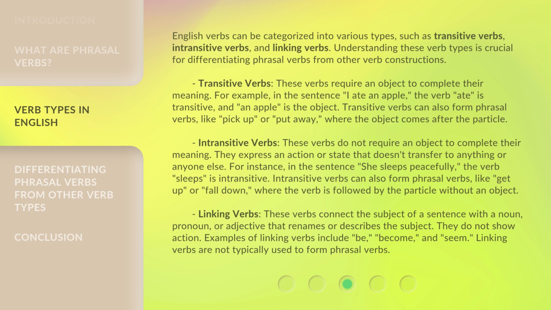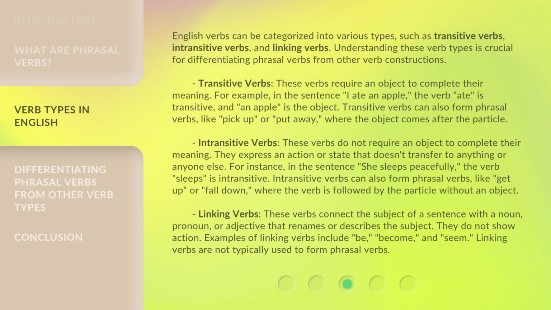Intransitive verbs. These verbs do not require an object to complete their meaning. They express an action or state that doesn't transfer to anything or anyone else. For instance, in the sentence, she sleeps peacefully, the verb sleeps is intransitive. Intransitive verbs can also form phrasal verbs, like get up or fall down, where the verb is followed by the particle without an object.